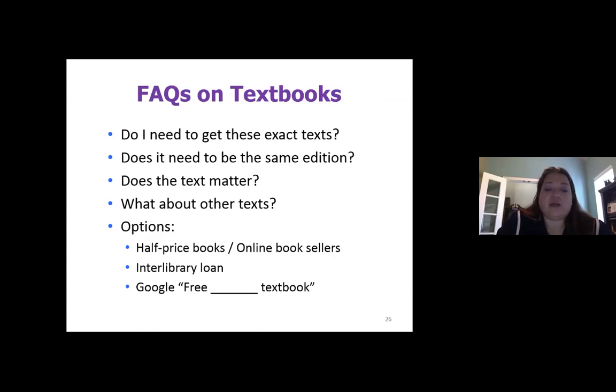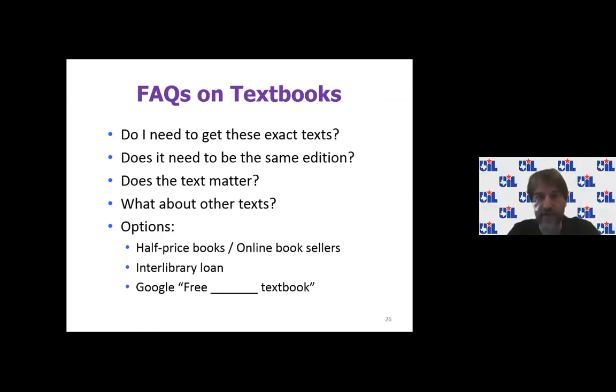So we've mentioned half-price books before, online booksellers. You could maybe even do some interlibrary loans. And then you could always Google a free biology textbook, for example. There are biology textbooks on OpenStax as well. I always forget to put that into the PowerPoint, but you could also go there for biology. And the same is true for physics and chemistry as well. I've found by Googling free chemistry textbook, I found quite a few textbooks that way.